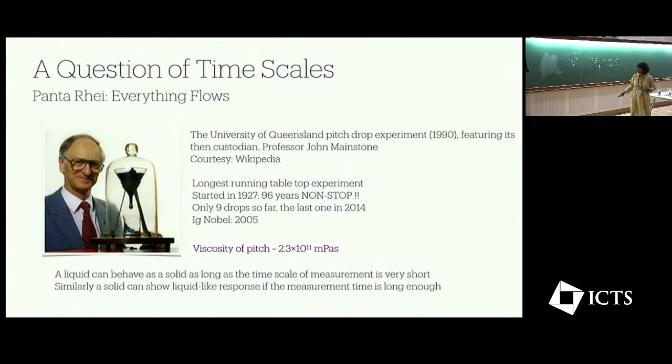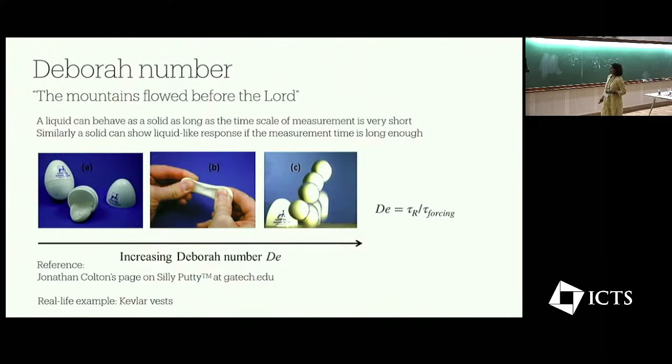Okay? So to describe such flows, and the fact that the line between solids, liquids, and other states of matter is very blurry, it all depends on the time scale, right? So then there is a dimensionless constant in physics or chemical engineering called the Deborah number.